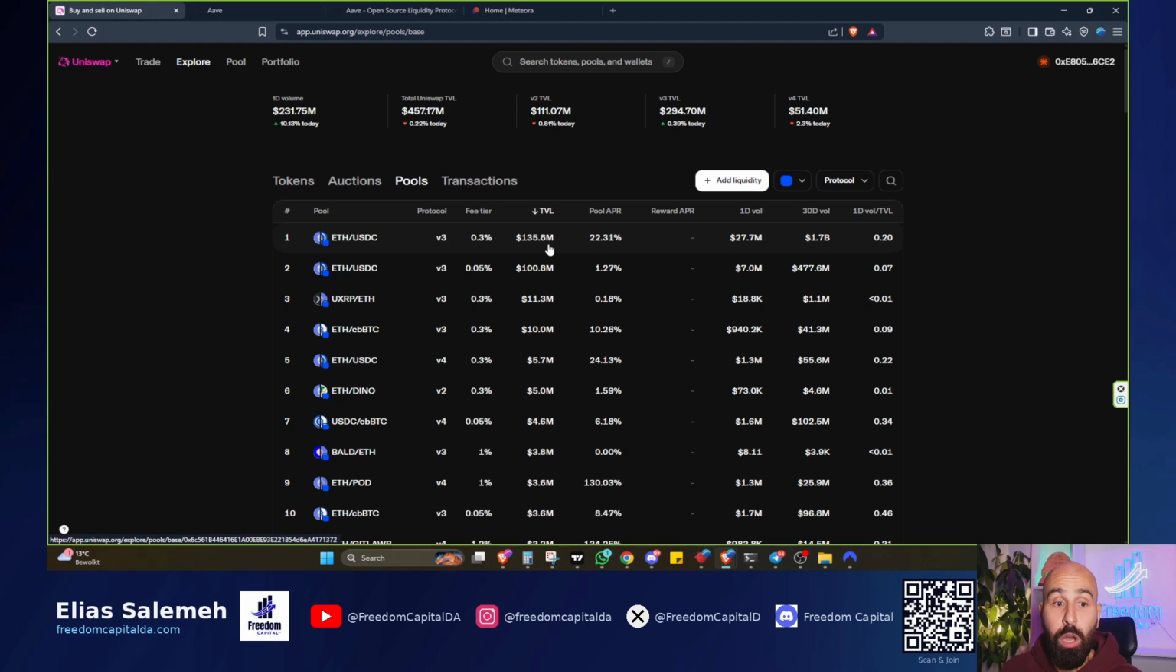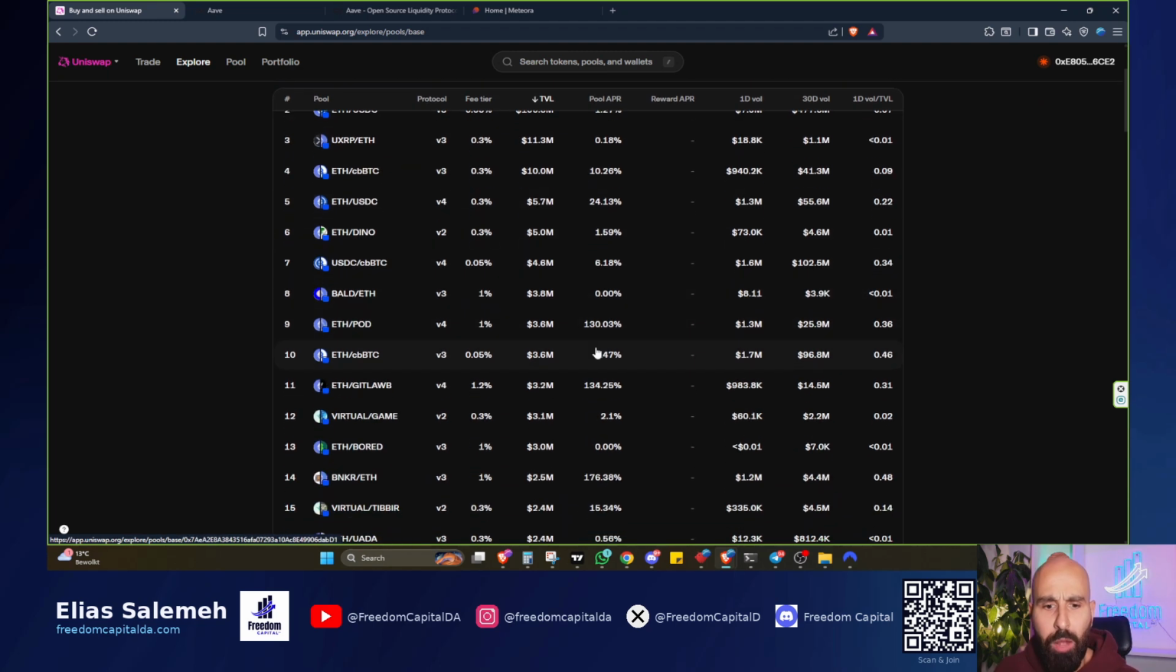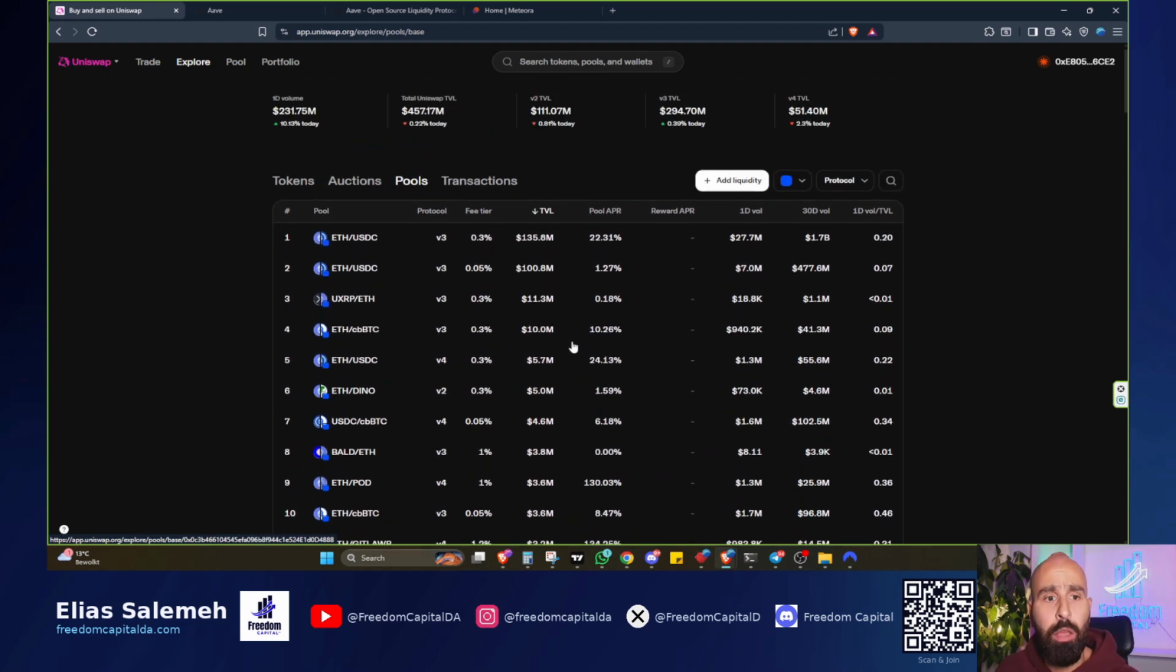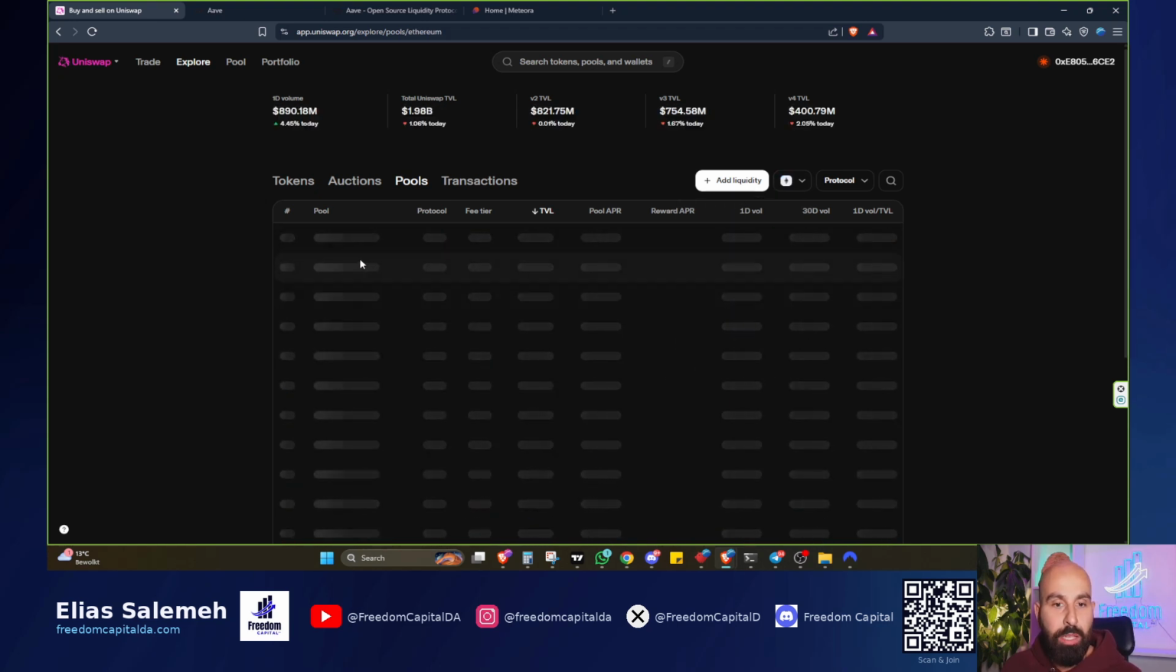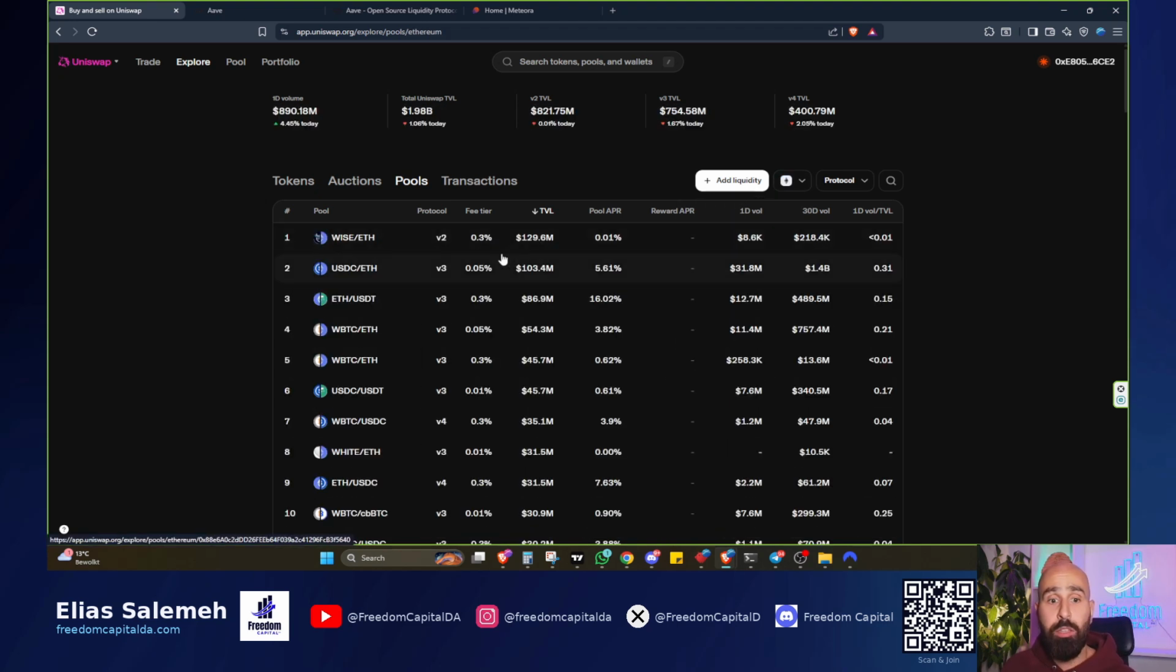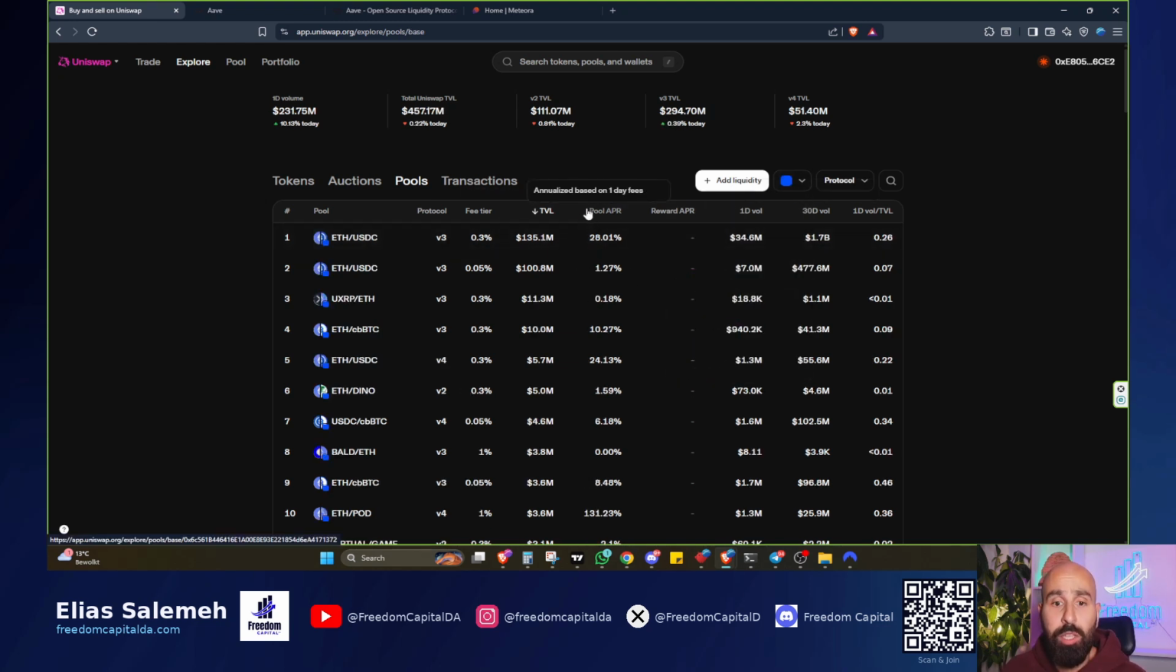And then you have the total value locked. So this pool has $135 million sitting in it, which is, I would say, the biggest pool on the Base chain on Uniswap. Of course, if I navigate to Ethereum, for example, you might see a much different TVL, or other pools with higher TVL, such as, for example, in here you have WISE and WISE ETH pool, which have higher TVL than ETH USDC. So to go back to Base, this is the total value locked, then the pool APR.